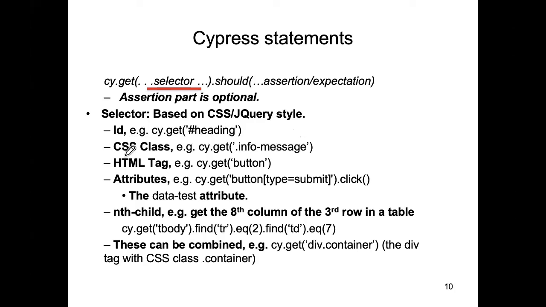Alternatively, the selector might just specify the type of DOM element or the HTML tag. So this is saying find all the buttons on the web page. HTML tags can have attributes. So this expression here is saying find all of the buttons that have the type attribute set to submit.